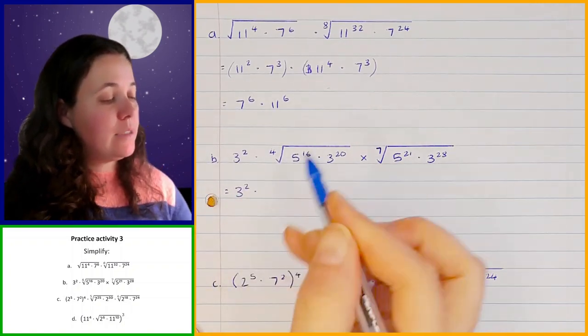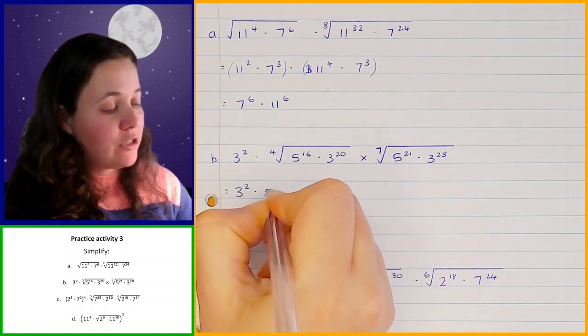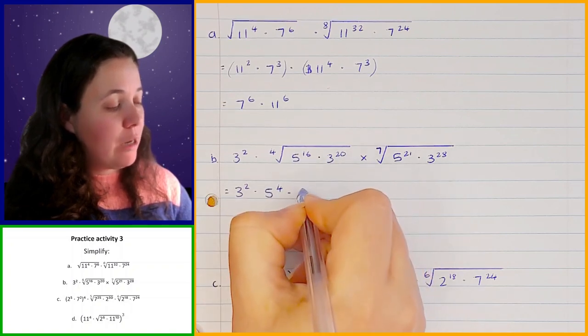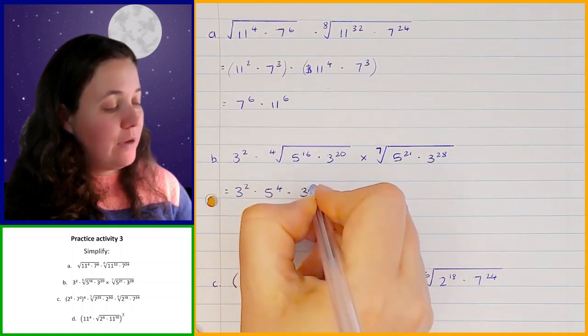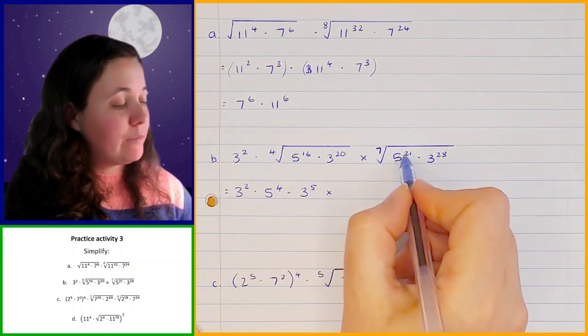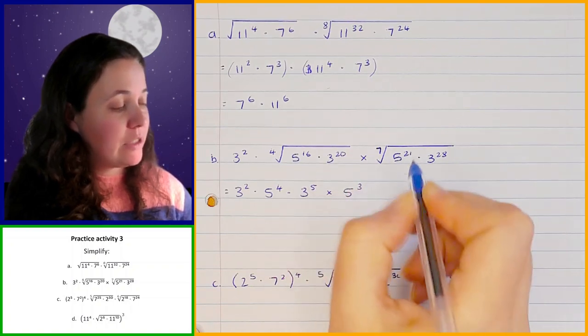And then I've got times the 4th root of 5 to the power of 16 is 5 to the power of 16 divided by 4 is 4. Times 3 to the power of 20 divided by 4 is 5. Times the 7th root of 5 to the power of 21 is 5 to the power of 3, because 21 divided by 7 is 3.